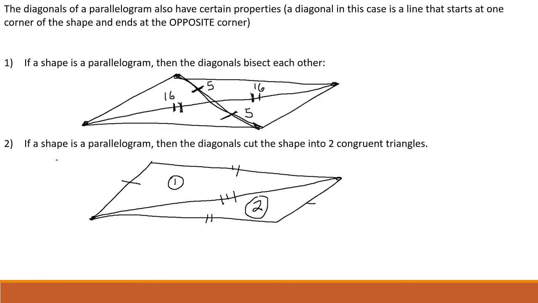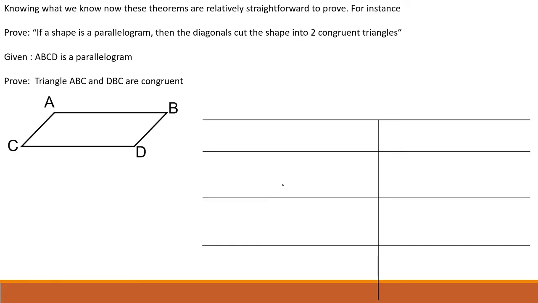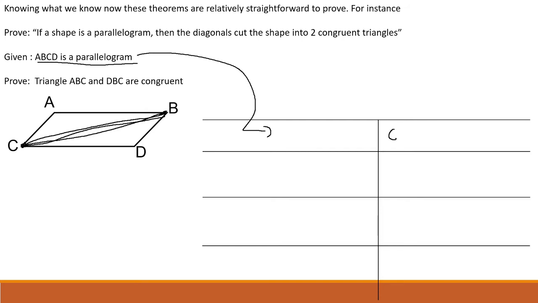Now, it's pretty easy to actually prove this second step here. It's easy to prove that this is true for any parallelogram. So let's do that real quick. Let's prove that statement, that if a shape is a parallelogram, then the diagonals cut it into two congruent triangles. So we have ABCD, a parallelogram. I want to prove that triangle ABC, made from a diagonal cut, is congruent to DBC, which is this bottom triangle. I'm going to use that as my given statement.